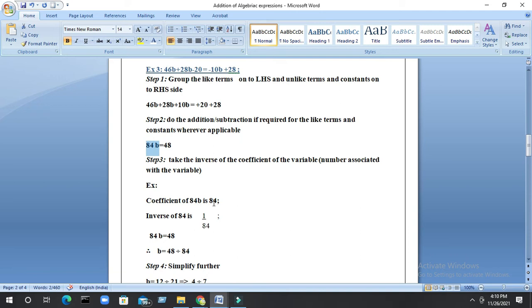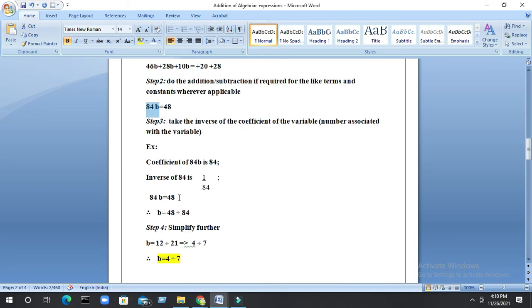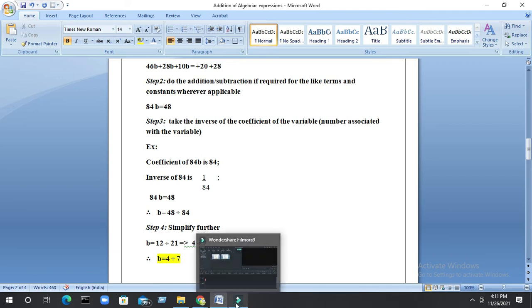If you don't understand the inverse, there is another video which I have posted, which is about the division steps, which specifically tells on the multiplicative inverse. You can go check that. So therefore, now 84b is equal to 48 is what we got from step 2, and therefore b is 48 divided by 84, which is the multiplicative inverse of 84, 1 by 84. So therefore, in step 4, simplify it further.